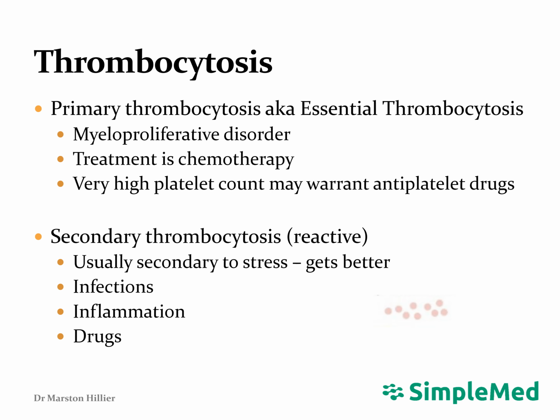Now we're going to talk about thrombocytosis. Just like polycythemia, we can split the causes of having too many platelets into primary and secondary causes. Primary thrombocytosis, also known as essential thrombocytosis, is another myeloproliferative disorder. Too many platelets are produced from abnormal platelet precursor cells, just like with polycythemia rubra vera. The treatment for this condition is chemotherapy.